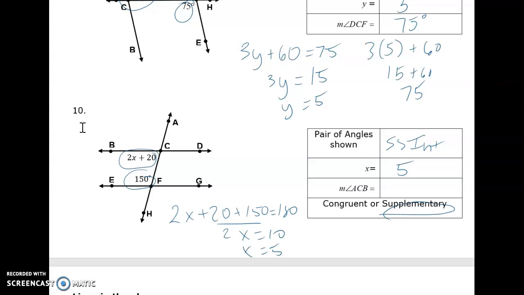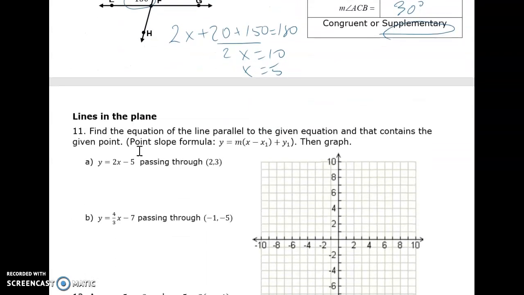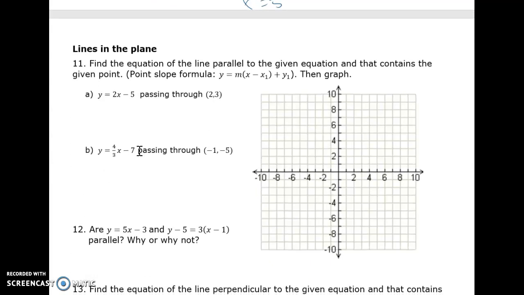Okay. X is 5. Put that back in for x. 2 times 5 plus 20 equals 30. Okay. So there's angle ACB, 30 degrees. Now, honestly, you could have gotten that from substitution, or you could have gotten that by subtracting 180 minus 150. Okay. All right. We're kind of moving at a brisk pace.